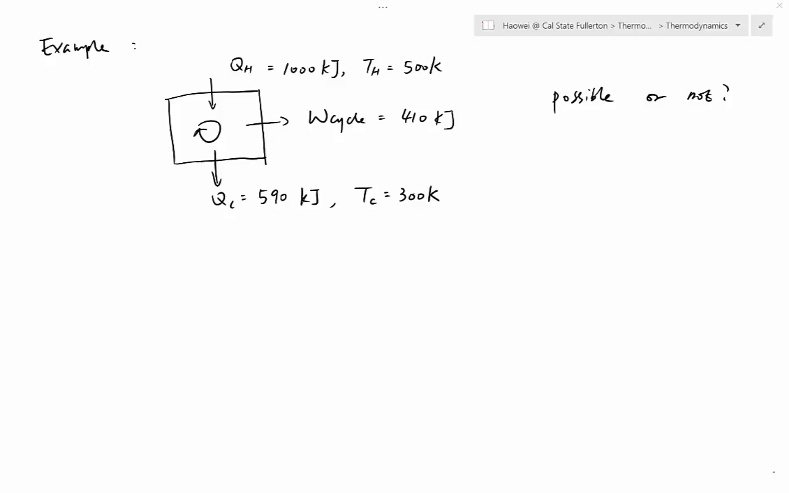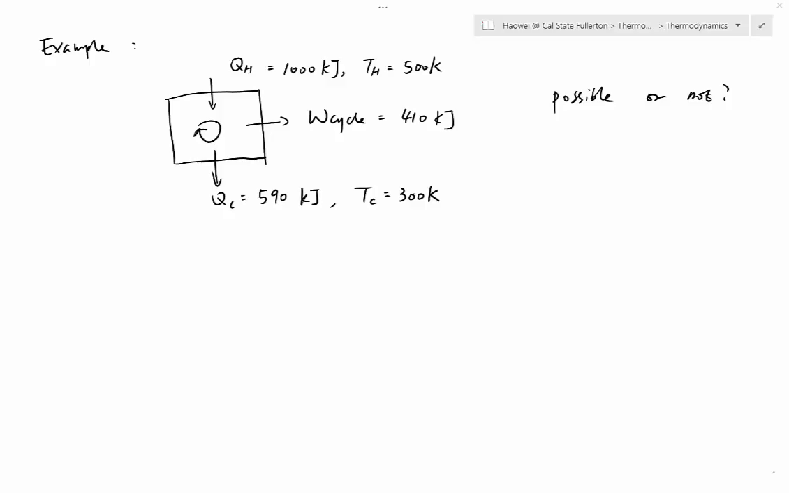So now here we have a power cycle. QH is 1000 kilojoules and the temperature is 500 K. You convert it to mechanical work, and W cycle is 410 kilojoules. The second law tells us you have to lose some heat, which is QC, and that is 590 kilojoules. TC, the environment temperature, is 300 K. So this is your design of an engine. Our question is: is your design possible or not?